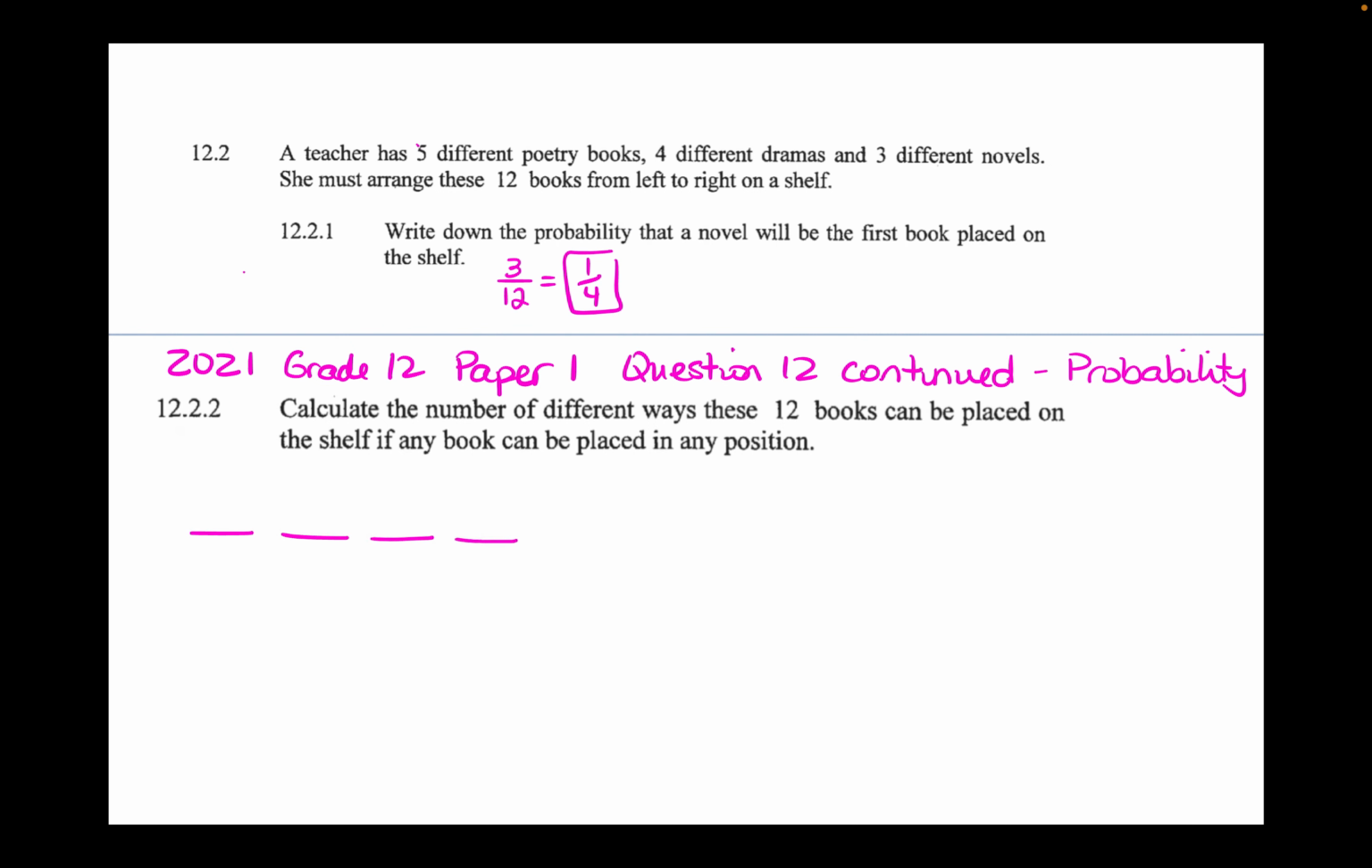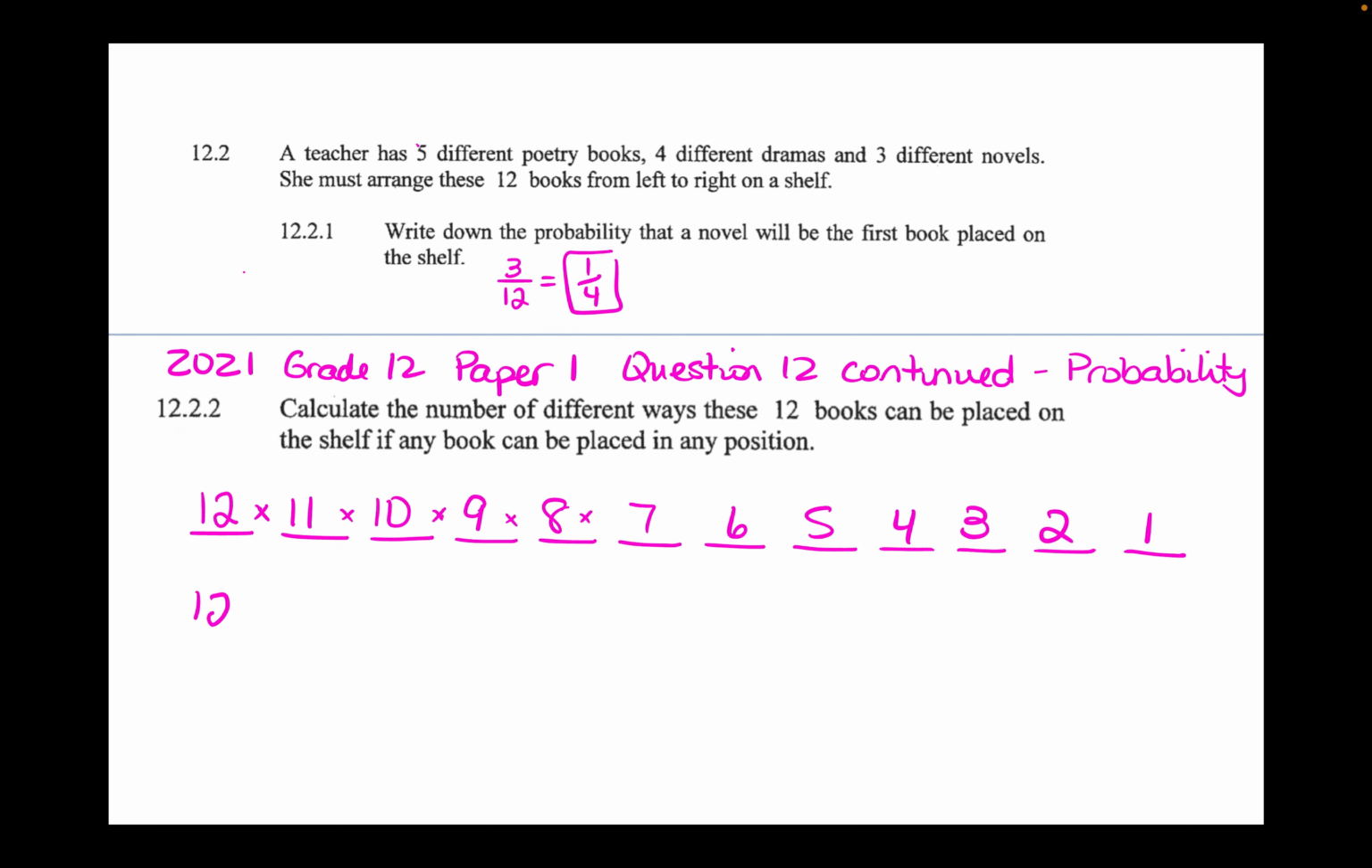So we have 12 positions. In the first position, any one of the 12 books could go. And then in the second position, the 11 remaining books could be placed there. And then 10, and then 9, and so on. 8, 7, 6, 5, 4, 3, 2, and then the last one, there's no choice. And to get the number of ways, we just multiply all of these together.